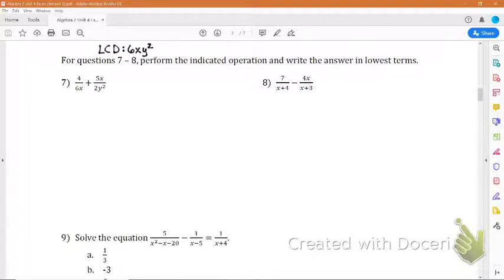Now all you have to do is multiply by the parts that are missing for the current denominator. Looking at this denominator here, I have the 6 and I have the x. Just the y squared is missing. So I'm going to multiply top and bottom by just y squared. Well, y squared times 4 is just 4y squared. For the denominator, 6x times y squared is 6xy squared.